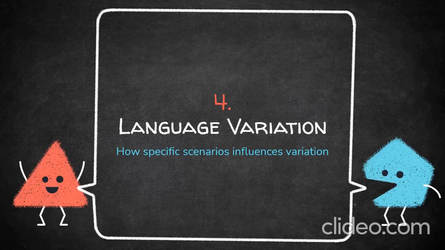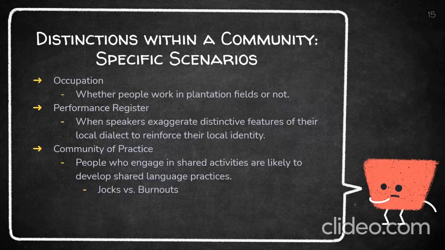All right, and then the last area of language variation is how specific scenarios influence variation. One of the first is occupation, and this could be like whether people work in plantation fields or not. This is the example I got from the book. People working in the fields together would have a different kind of communication style, and that would be very specific to just the workplace. I think you can bring this to any kind of work, because I used to work in fast food places, and we always had our own way of doing things. It can be different anywhere else, and you can't really copy that onto another place because it's so specific. So, a specific scenario.